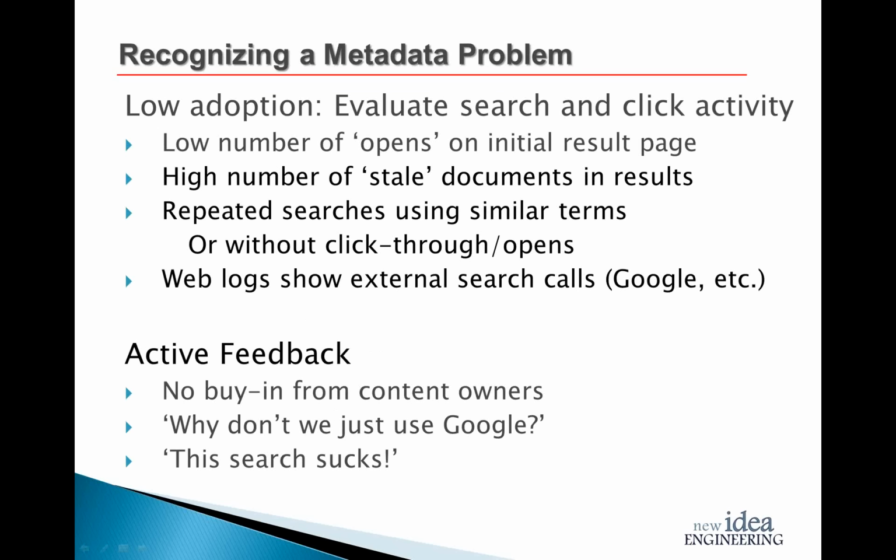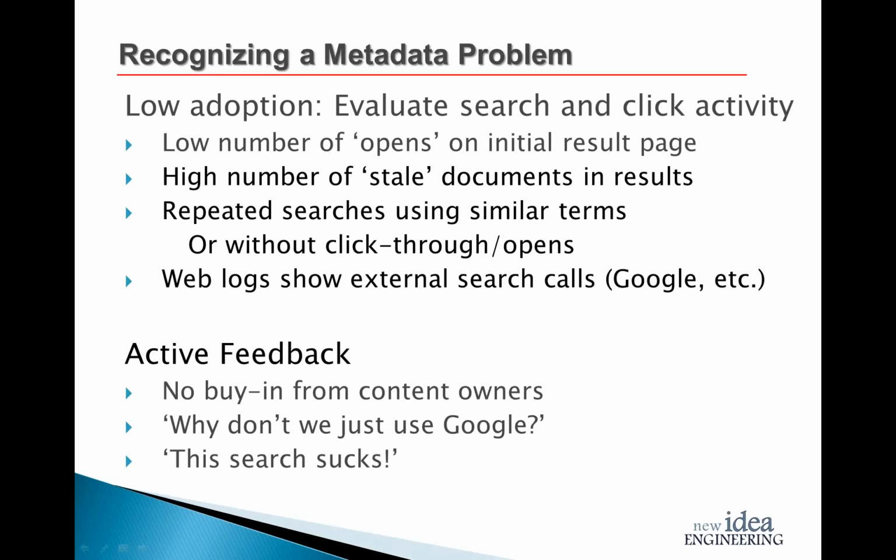Let's look now at how you recognize that you've got a metadata problem. There are two big categories I'd like to suggest. One is low adoption: people aren't using search very much. Evaluate your search and click activity. One symptom is a low number of opens on the initial document result page. You do a search, the first 10 results come back, and people don't open those documents. They say next page. That's a sign you may have a metadata problem, because people aren't finding the data they're looking for.